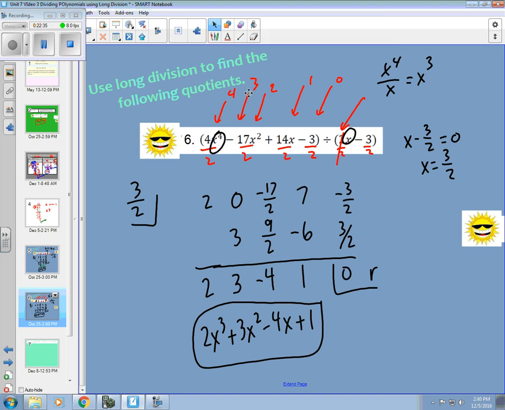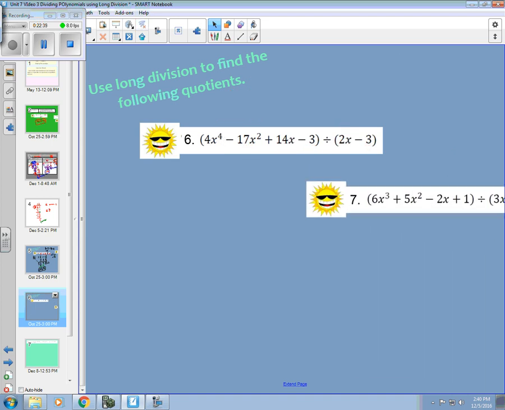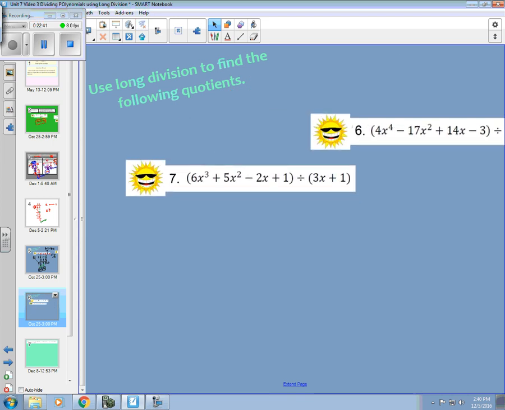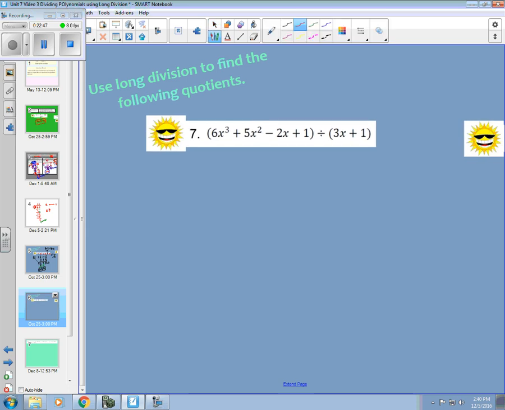All right, one last one here. Our last one, we're going to look at what happens if you get a remainder. We haven't had a remainder yet. So on this one, it looks like we do have all the degrees of x. We need to divide everything by 3 though, because there was a 3 there.